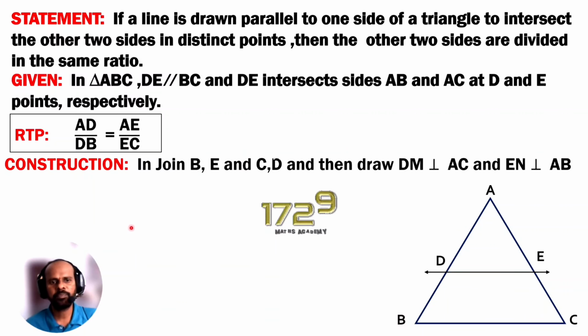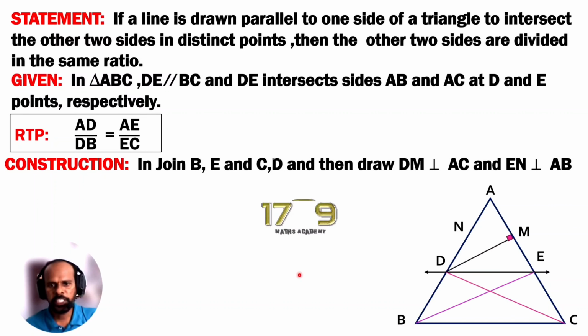In the construction, what you have to do: join B to E, and next join C to D. Next draw DM, a perpendicular drawn on AC or AE. Why? Because this is a common perpendicular to AE and EC. And next draw one more perpendicular, EN on AD or DB. This is a common perpendicular to AD and DB, remember it. So this is the construction we have to make to get the solution.